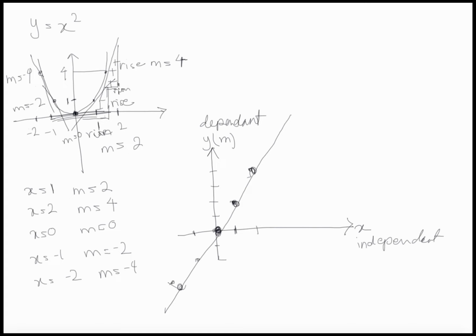When it's positive, what that means in your gradient graph is that it needs to be above the x-axis. And here, because it's a decreasing graph, your gradient is going to be negative. When it's negative, it means that in the gradient graph, your graph needs to be underneath the x-axis. We'll look at this in a bit more detail in the next example.